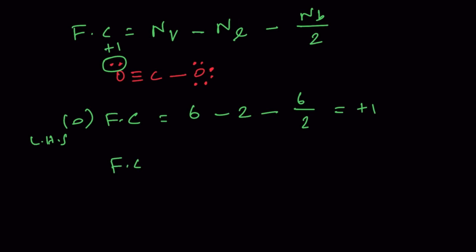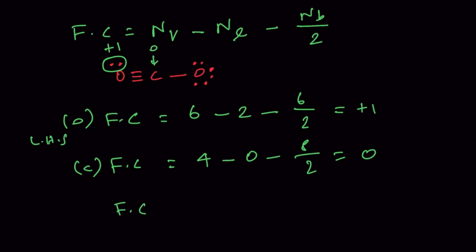Let us calculate the formal charge for the carbon atom. Here the number of valence electrons is 4 minus, we have no lone pairs, minus number of bond pairs. We have 4 bonds, therefore 8 divided by 2. Therefore, this will be equal to 0. So, the formal charge on the carbon atom is 0.